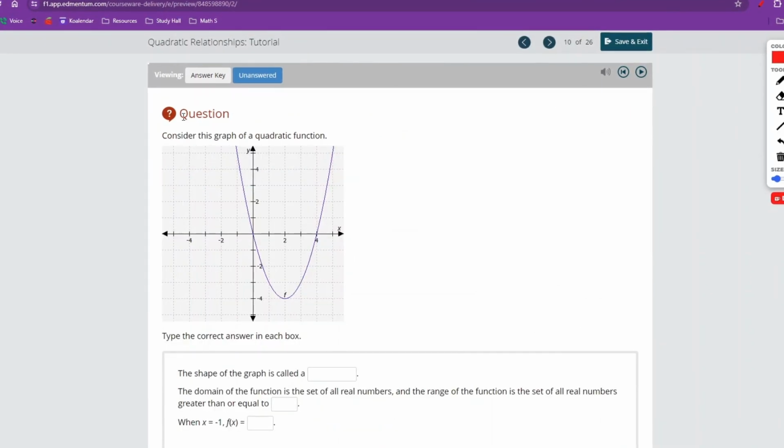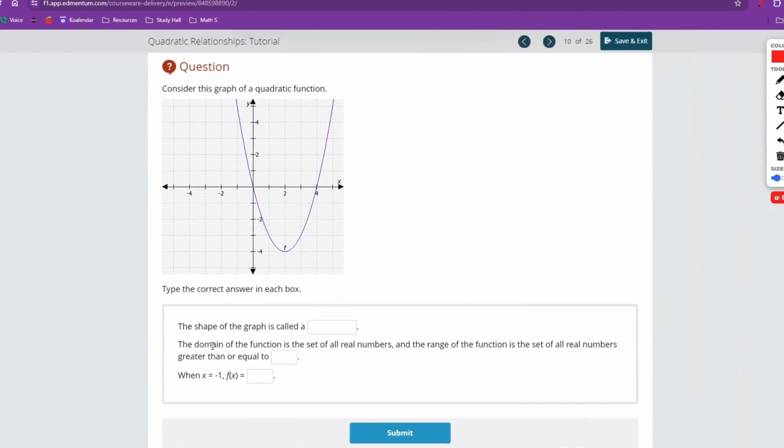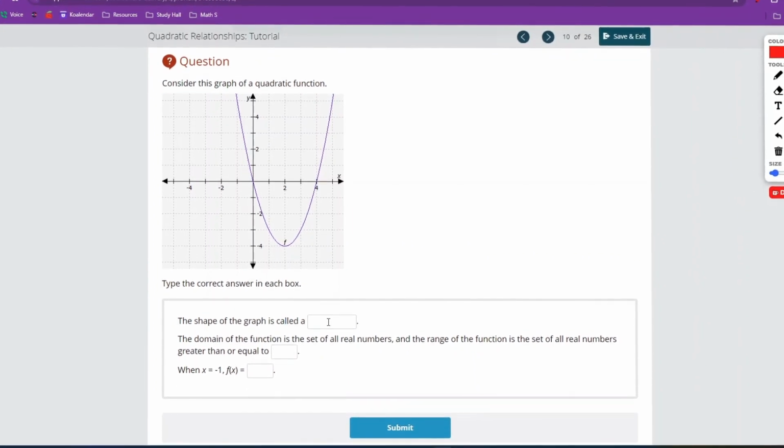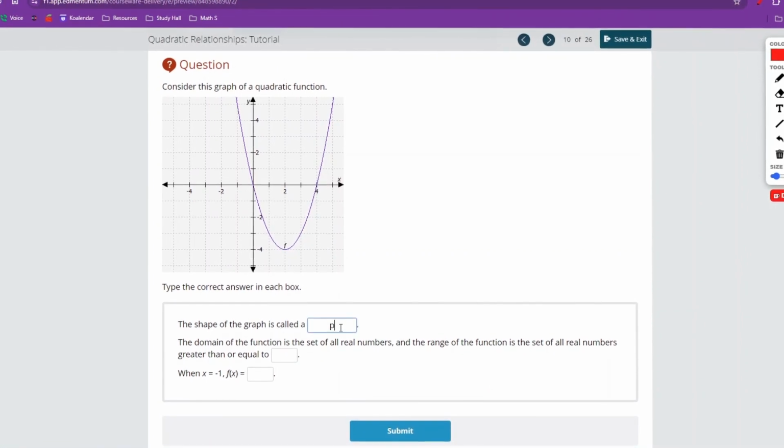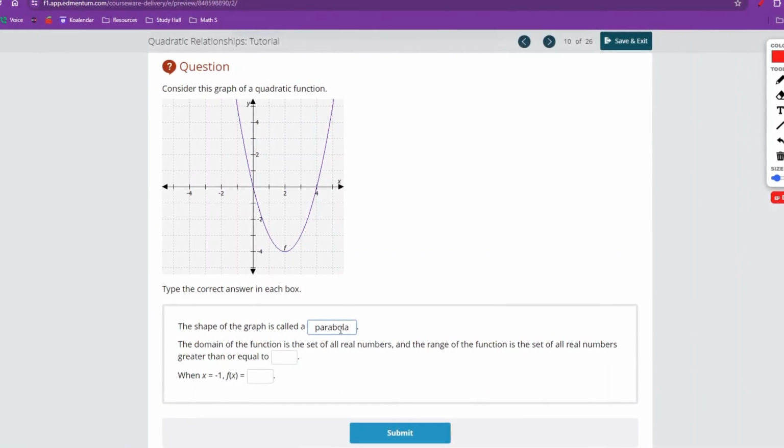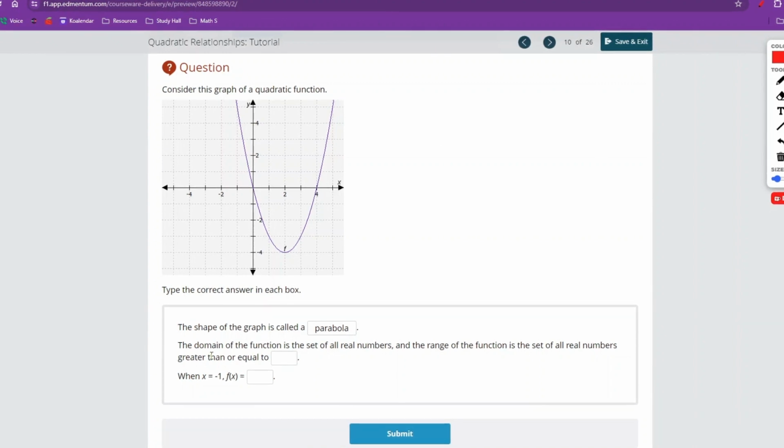On page 10, we encounter our next question. It says, consider this graph of a quadratic function. And then it gives us some boxes to fill in. So the shape of the graph is called a parabola. That's just a knowledge check. That is what we call the shape of this graph.